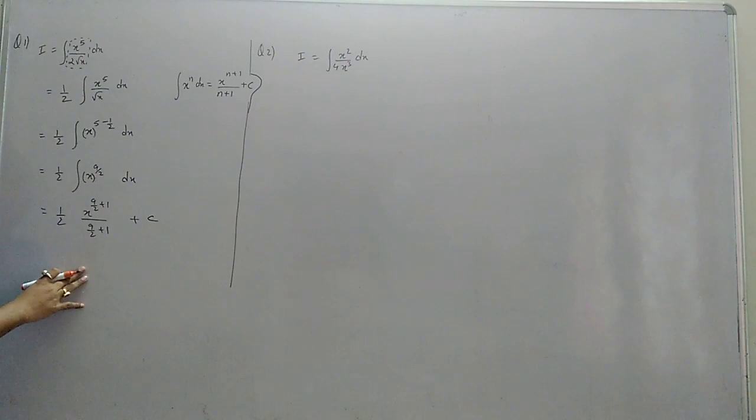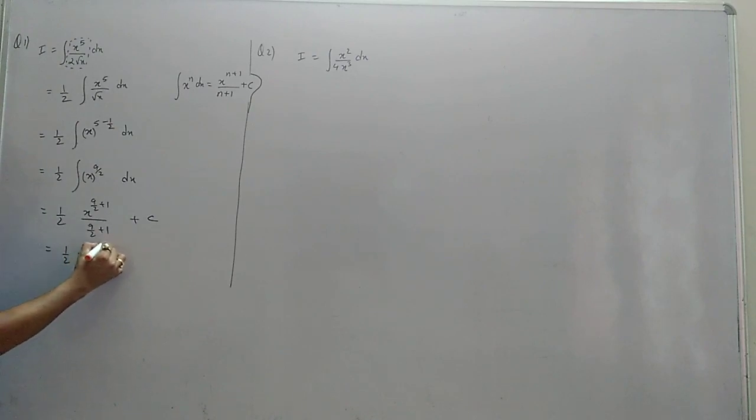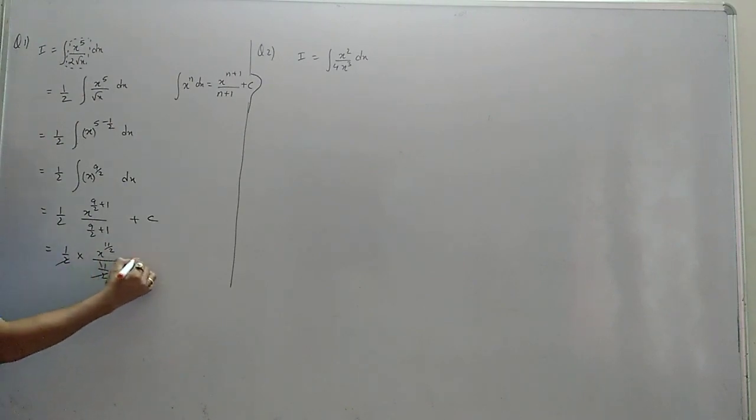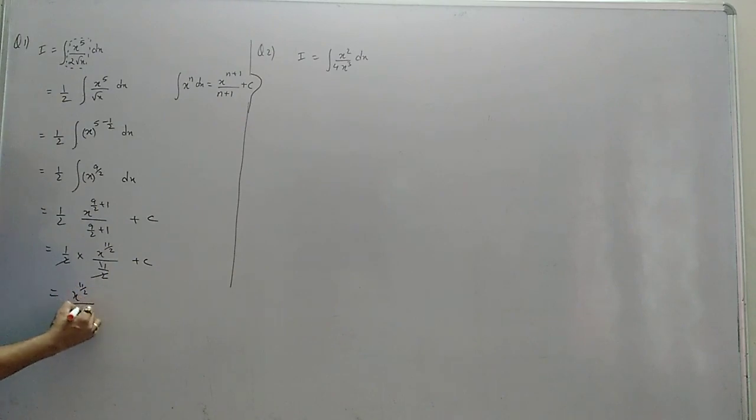Solve this a little. How much will it come? 9 plus 1, 11. Okay, 1 by 2 into x to the power 11 by 2, divided by 11 by 2. This 2 will cancel out. Plus c. So finally, what answer did you get? x to the power 11 by 2 by 11 plus c. This is your final I.